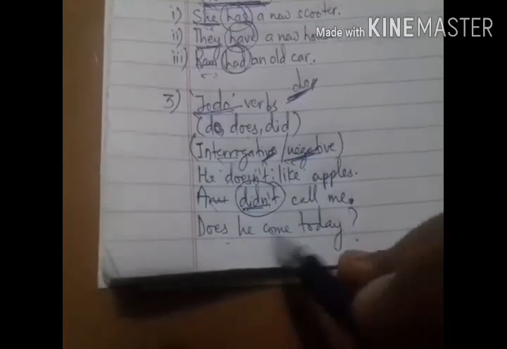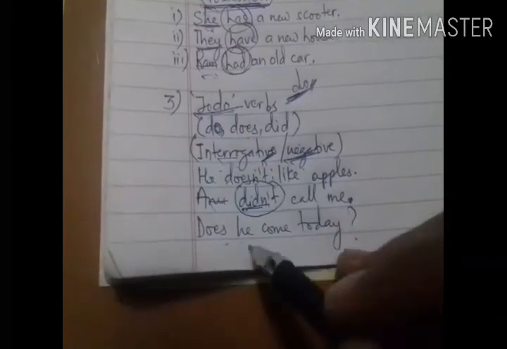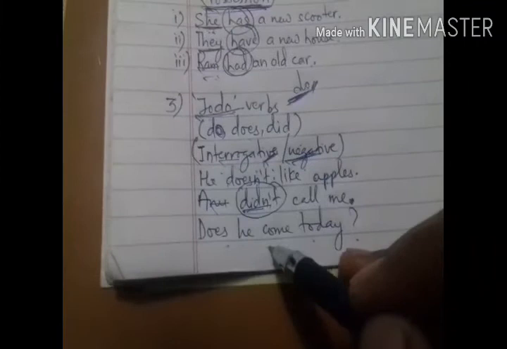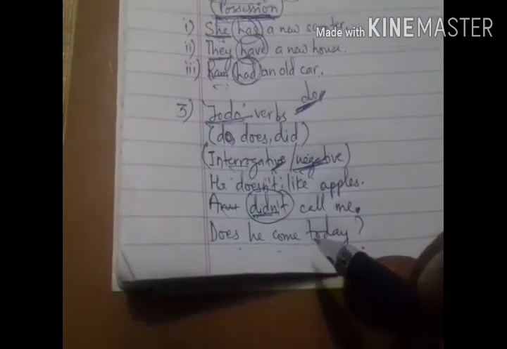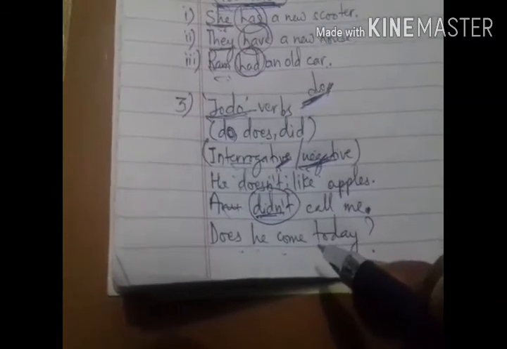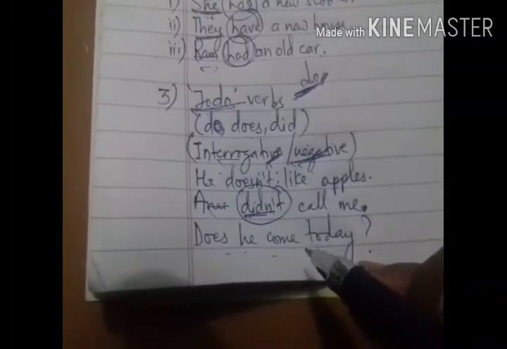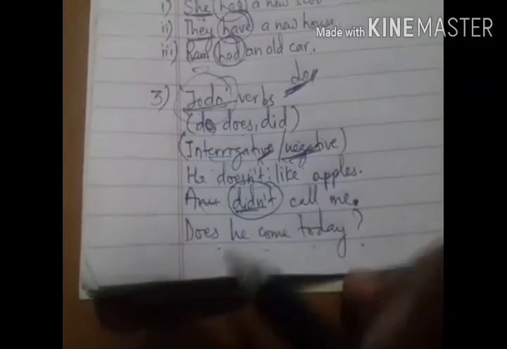Understood? Does he come today? Okay, he doesn't come today. Both interrogative and negative sentences from the sentences written in simple past and simple present tenses, we use the group of to do verbs.